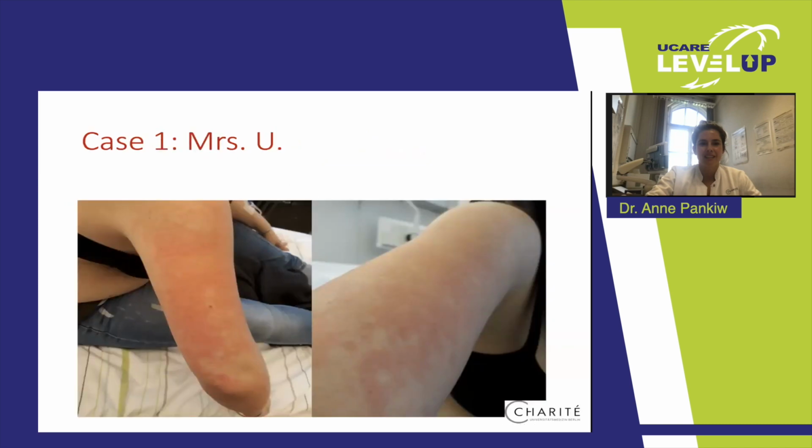So this case is Mrs. Yu. She presented in the outpatient clinic for the first time 3 years ago. She was 19 years old and she came with this skin lesion. I'm not a dermatologist, but for me, it looked a bit like an urticarial skin lesion. And she described it was not itchy and it was transient. So I thought perhaps it's urticaria.